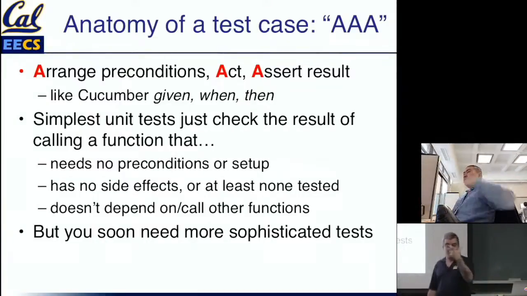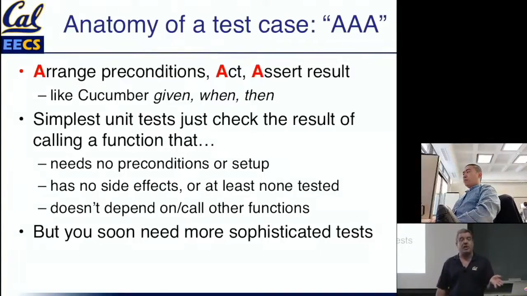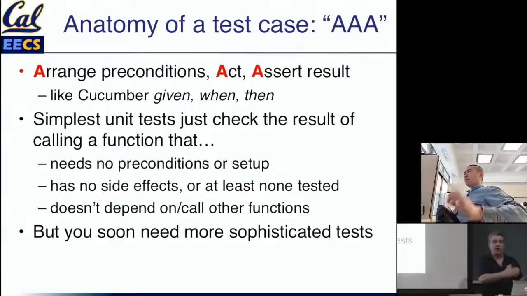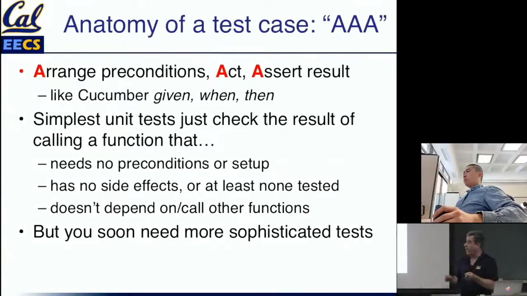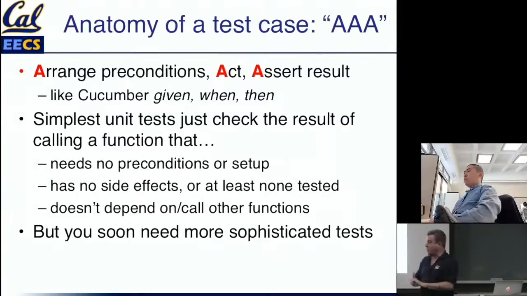So Cucumber happens to make those explicit in its domain language, even though, as we know, given, when, and then are actually just aliases for the same method. But they are sort of the three different parts of a test. And every non-trivial test more or less looks like this. Now, in the very simplest case, let's say you're doing a unit test for a function that has no side effects, it doesn't have any preconditions, all you're really doing is checking that given the right arguments, it returns the right value. In that case, there isn't really anything to do in the arranging of preconditions. The act is just calling the function, and the assert is making sure that it returned what you thought. But as you'll see, most interesting things you want to test are not that simple, and you need to do something a little bit more sophisticated.